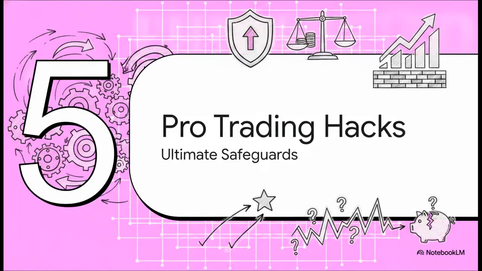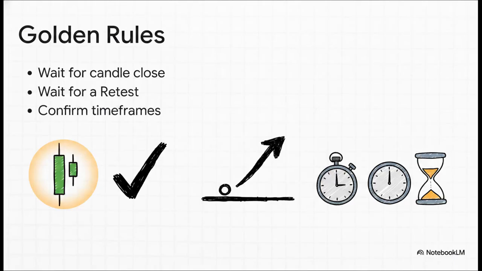Finally, let's wrap up with Section 5, Pro Trading Hacks. These are the ultimate safeguards. This is what separates the seasoned pros from the people who are just gambling. Consider this your golden rules checklist. First rule, always wait for the candle to close. A candle might poke its head above resistance and look like an amazing breakout, only to aggressively pull back right before that time frame ends.